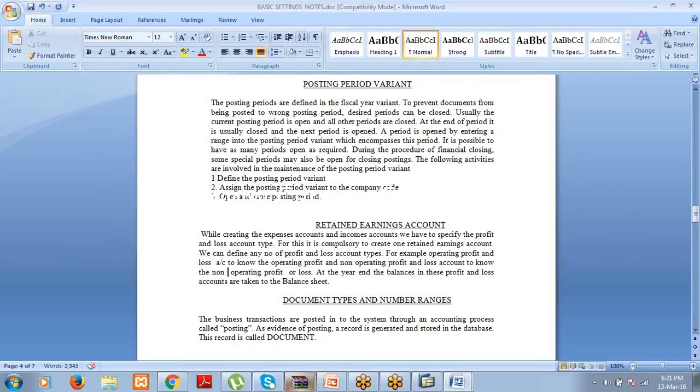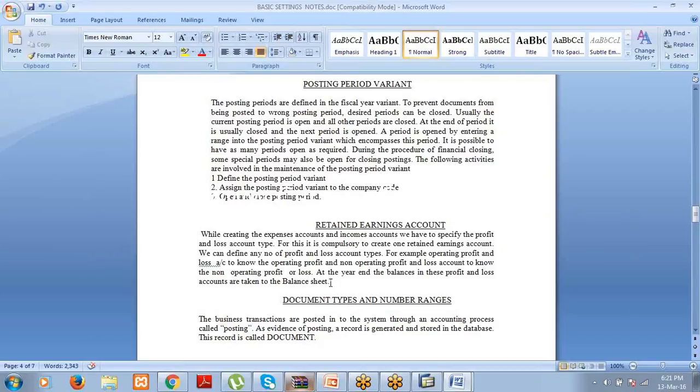At the year end, the balances in these profit and loss accounts are taken to the balance sheet. See, here at the time of creating expenses and incomes, it is compulsory you have to specify the profit loss account type.